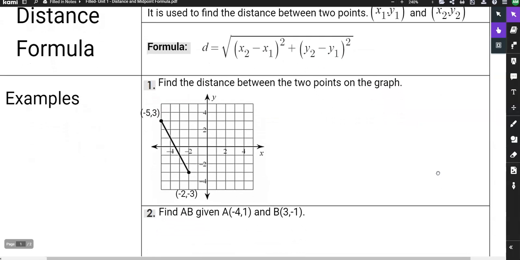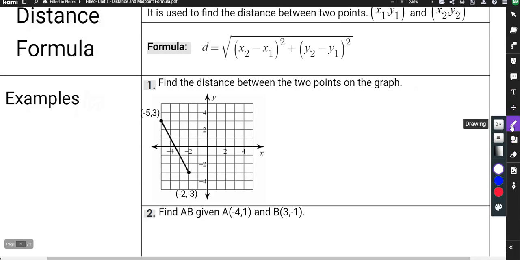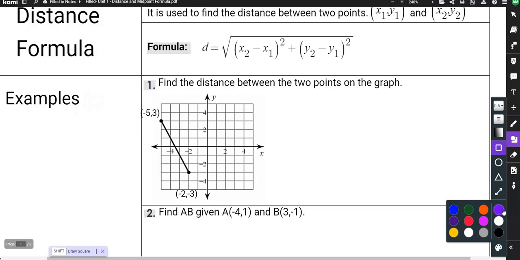So taking a look at number 1, it tells us to find the distance between the 2 points on the graph. So what I have done here is I've labeled the points -5, 3 and -2, -3. So the first thing we're going to do is the same that we do in every single problem in this class. We are going to label and list our givens. So what I'm going to do is box in my points in a specific color. I'm going to use red for point A, or the first point, and then I'm going to use blue for my other point. And I'm going to be color coding a lot in this lesson.